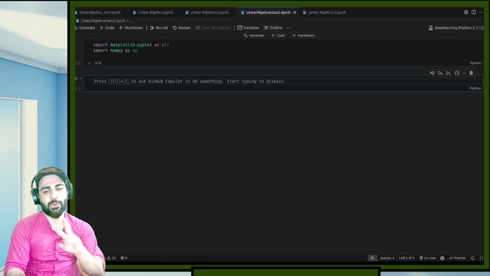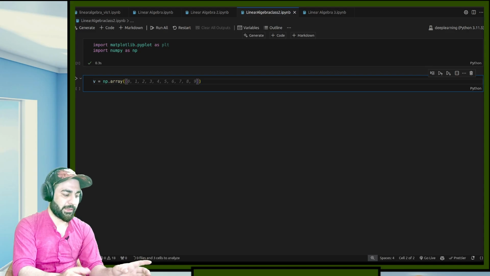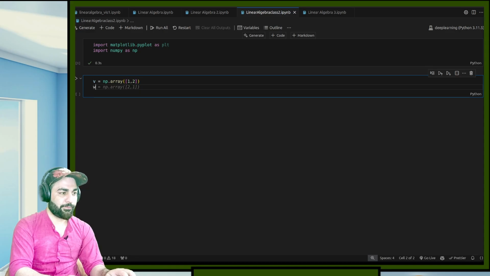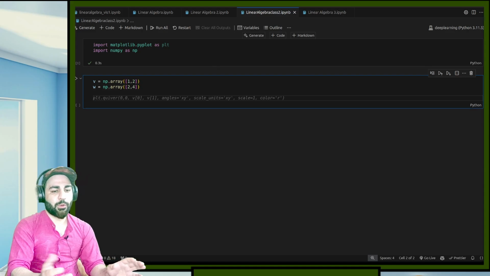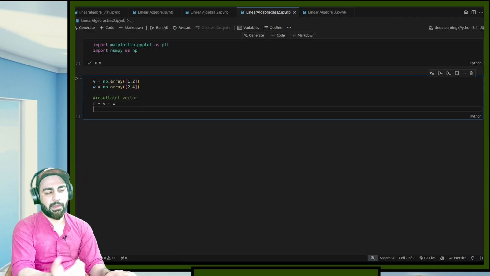Now what we'll do is create two vectors, v and w. Let's suppose v is np dot array, a two-component vector, let's suppose 1, 2. Let's suppose I'll create a vector w, let's say 2, 1, or maybe 2, 8, something like this, 2, 4. If I have a resultant vector, how to show the resultant? So let's create a comment: this is a resultant vector. So now r is equal to v plus w.